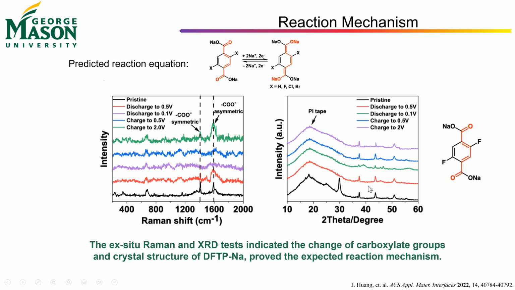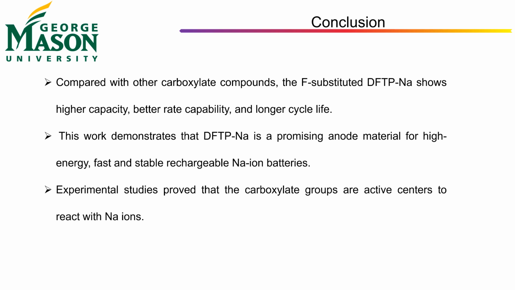And also from the XC2 XRD, when the cell discharged to 0.1 volts, it has a large change, which means when it was totally discharged, the crystal structure has a large change, which can also prove its mechanism. So both of the XC2 Raman and XRD tests indicate the change of carboxylate groups and the crystal structure of DFTP sodium, and they proved its reaction mechanism.